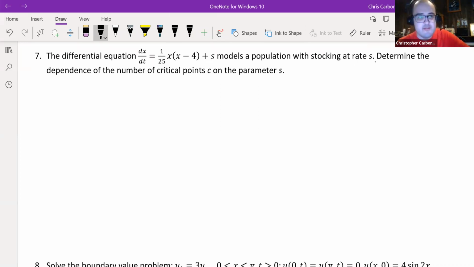So let me do that here. This would be the derivative of x with respect to t. We could rewrite this as negative 1/25 times x times 4 minus x plus s. That way we could factor out the negative and we could rewrite it in this format.